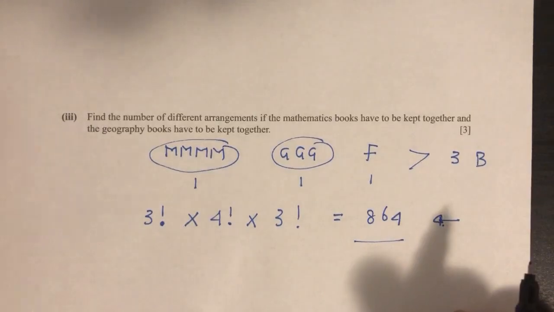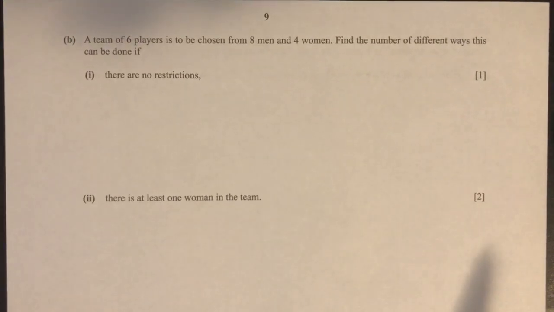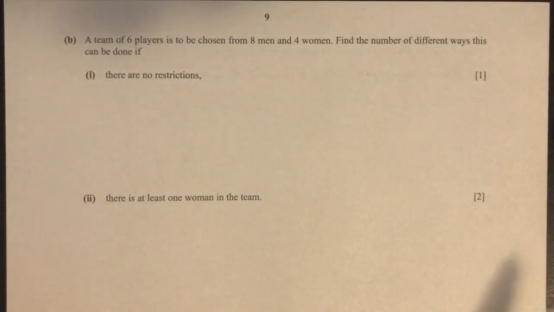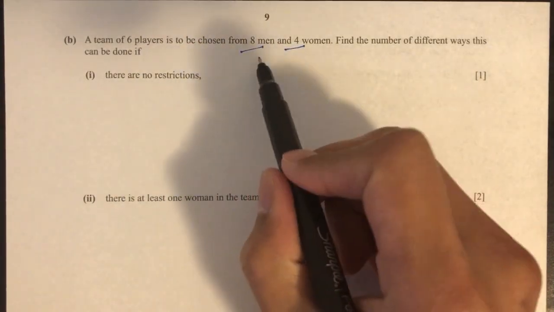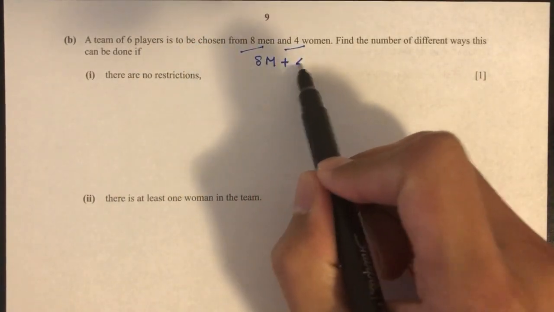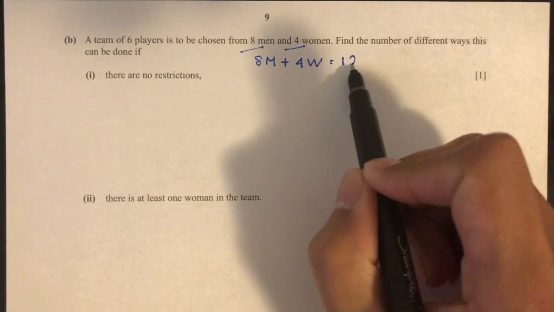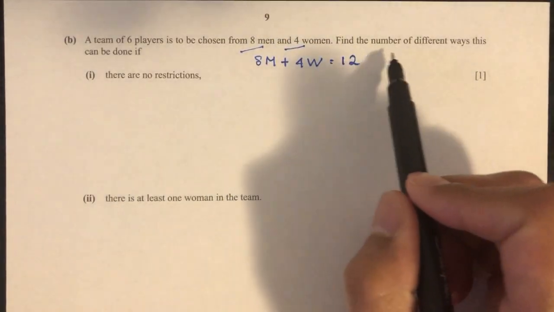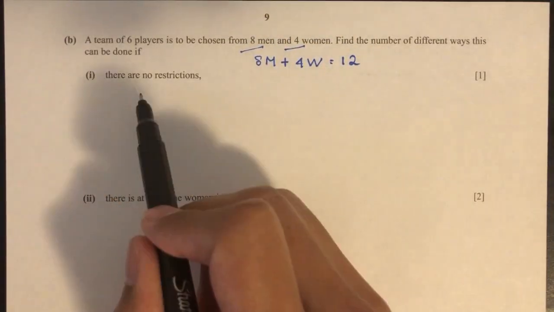That will be your answer for part A. For part B, we have a team of 6 players to be chosen from 8 men and 4 women. So 8 men plus 4 women, it is 12 people in total. Find the number of different ways this can be done if there's no restrictions.